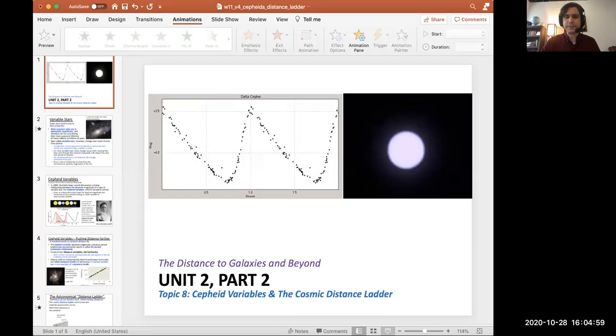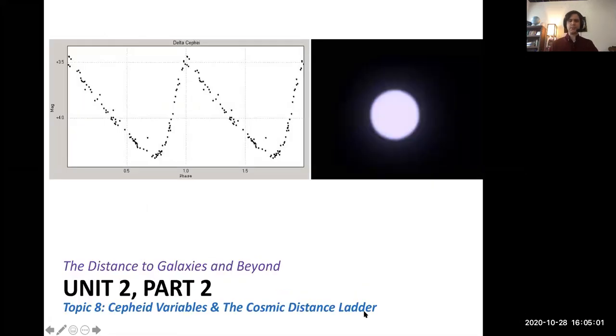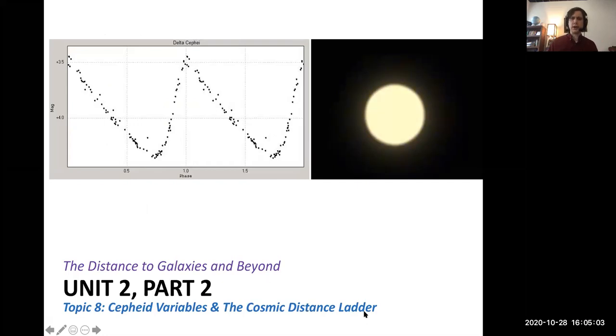And really what they're going to do is they're going to give us one of the more powerful ways to determine very large distances here in our local universe. So let's go ahead and dive into variable stars, the ones that change their properties. So I have right here, just on this introductory slide, an animation of what's going to be called a Cepheid variable, where we'll focus our discussion today.